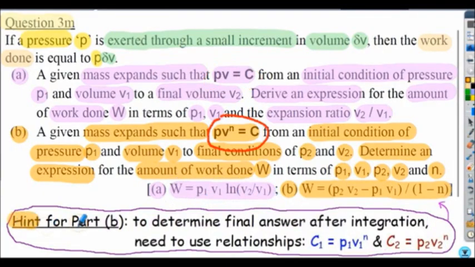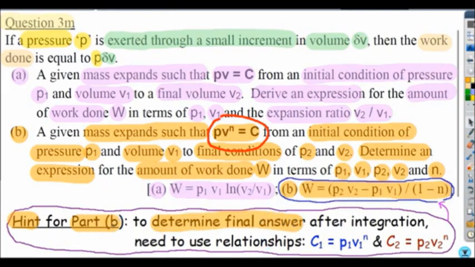As a hint to help you solve part B of the question, to determine the final answer shown here after the integration process, you will need to use the two relationships shown here that I've labelled C1 is equal to P1 V1 to the n and C2 is equal to P2 V2 to the n. So after you've integrated, you'll have constant C, but if you insert C1 and C2 for C in the appropriate places in the derived formula, you should be able to prove the answer shown for B. I made it sound slightly more complicated than it is, but hopefully using these two substitutions, you'll be able to solve part B.